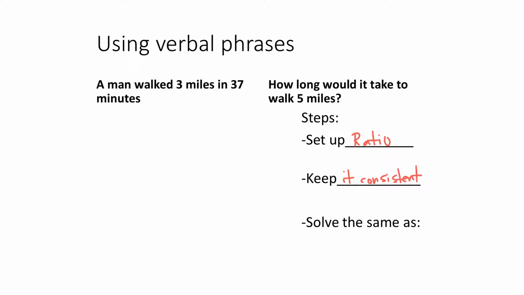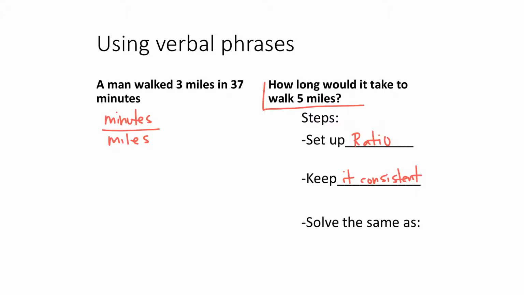We want to make sure that our ratio has the same form. So we're going to take the minutes on the top that it takes to walk, and then we're going to have the miles or the distance on the bottom. That is the general way that we're going to set up our ratio. So we're going to take the minutes divided by the miles and compare that to how long it would take to walk 5 miles.